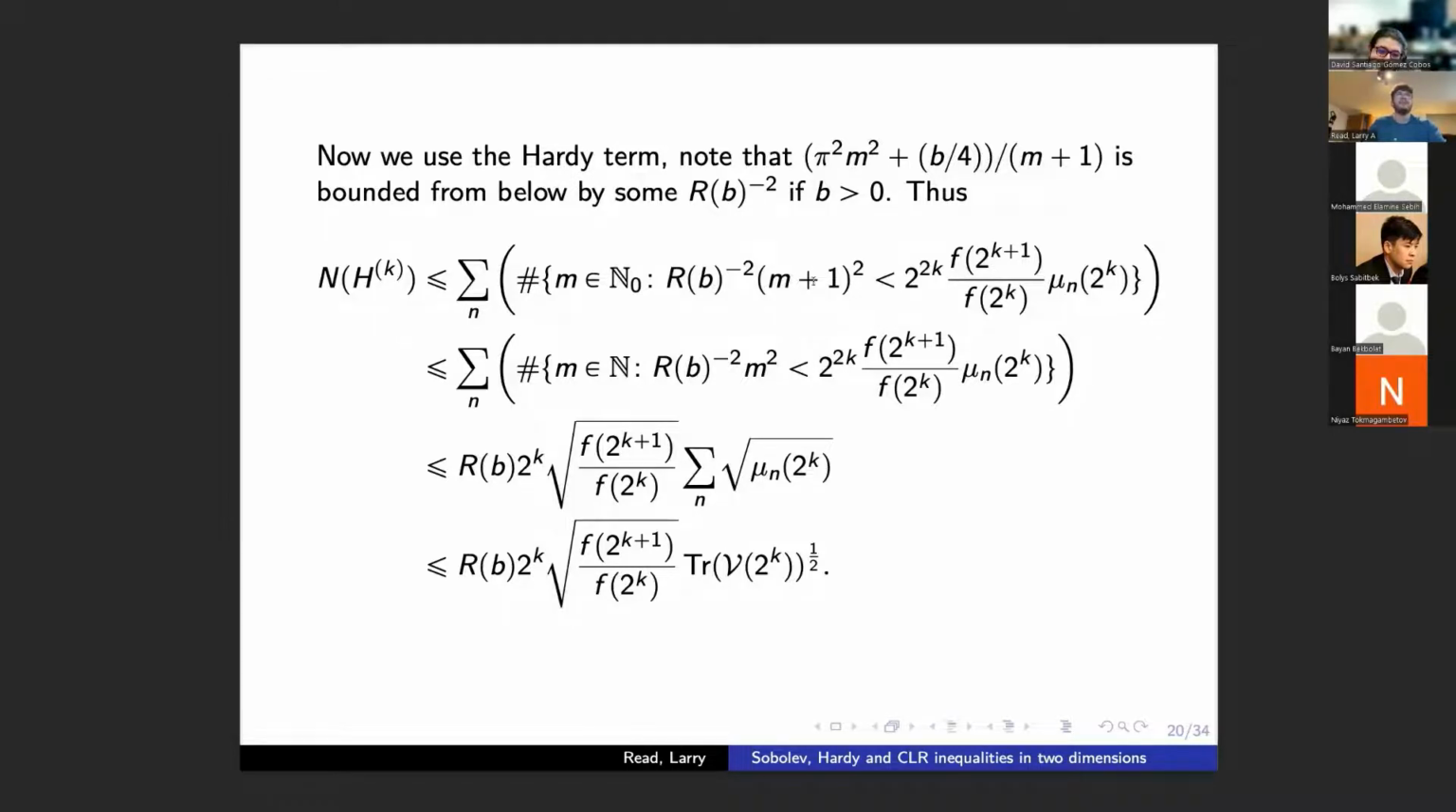And now we're just dividing through by (m+1) squared and multiplying by (m+1) squared. And now again, you can just consider the space of natural numbers without 0, which is easily estimated from above, just taking the square root through there and so forth. And then of course, what we end up with is some constant times the sum of the square roots of the eigenvalues of V. And of course, that's just the trace of the square root, the notation we use for the moments of the eigenvalues.